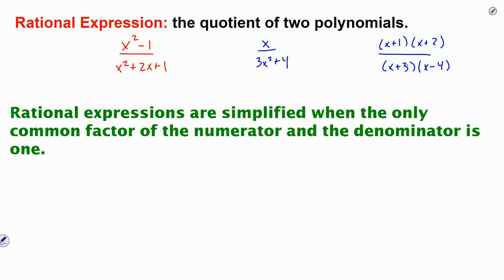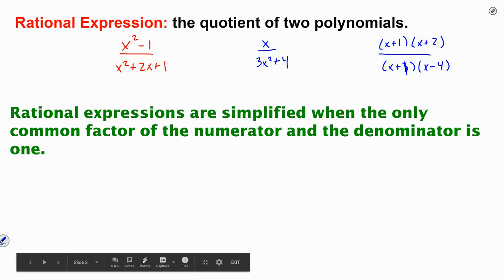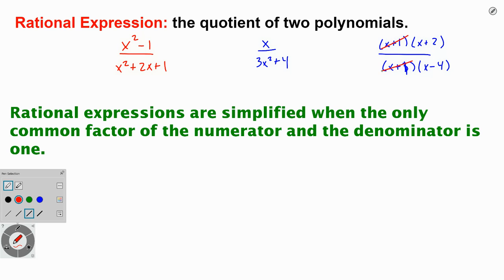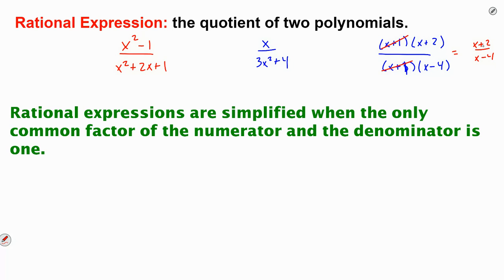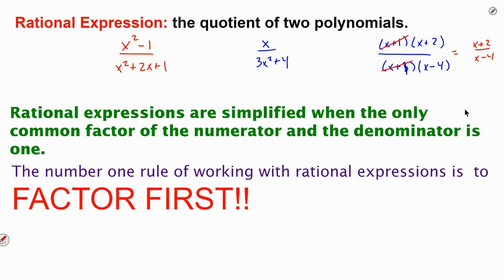x plus 3 times x minus 4. Sorry, not 3. Let's make that a 1. So when I'm looking at this particular one, it is not simplified because I have these x plus 1 factors. In order to simplify this, we would divide those out, and this simplifies to x plus 2 over x minus 4. So that makes this simplified. The only thing that can go into them now is a 1. So the name of the game for rational expressions is factoring. Before you start getting into it, it's a good idea to start factoring. So let's jump into simplifying, and I'll show you how it's done.